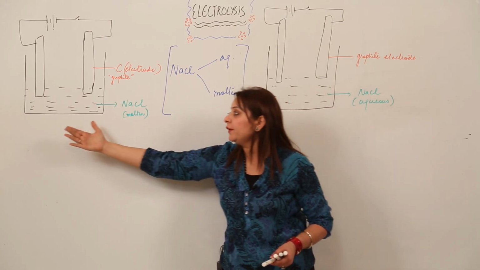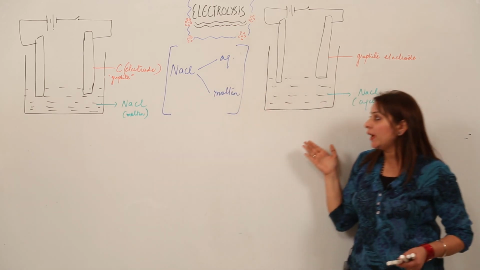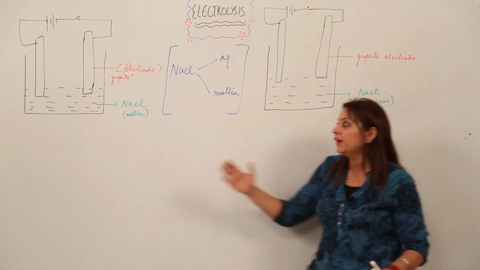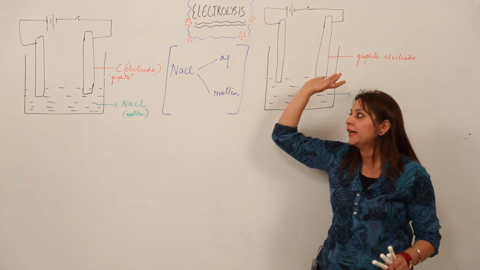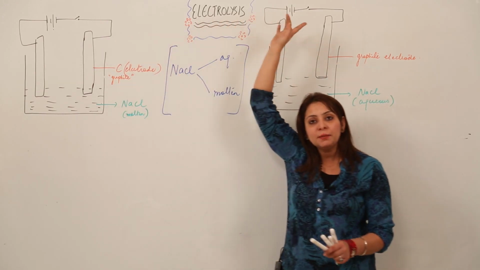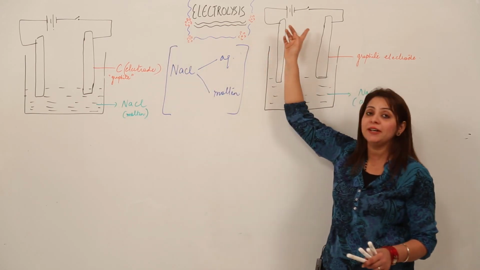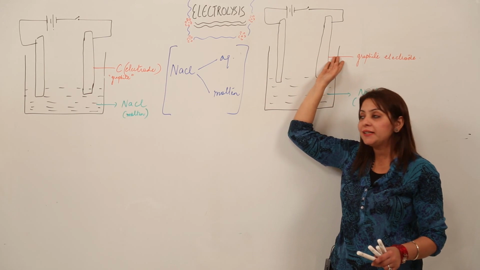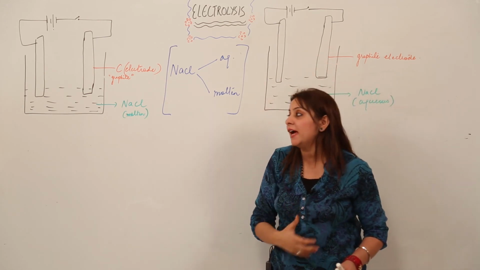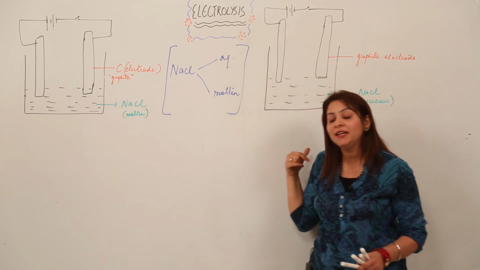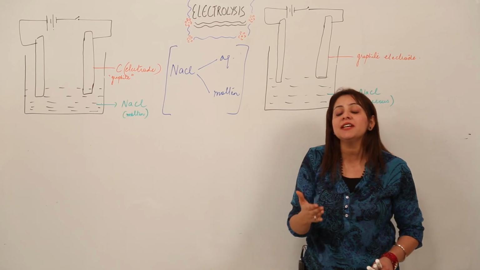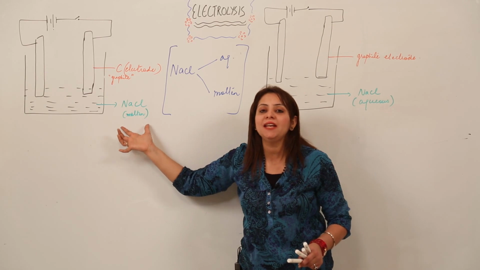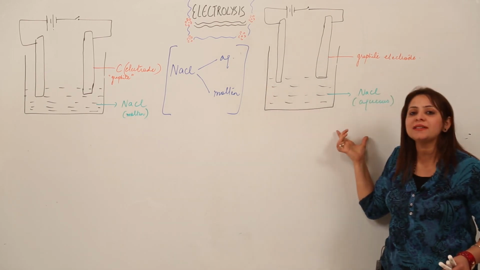See, I have two figures, one on this side and one on this side, right? There is no difference in the figure as such. There are electrodes, there is a battery, there is a key, even here is a key, and the graphite electrodes, again graphite electrodes. What differs is the nature of the electrolyte. See, it is a molten NaCl and it is an aqueous NaCl.